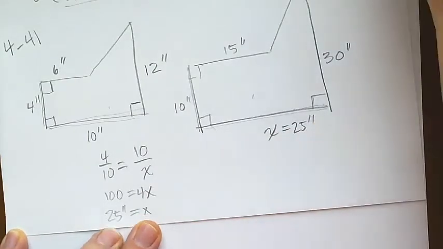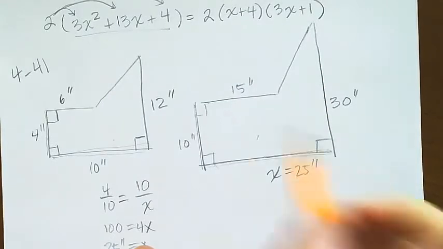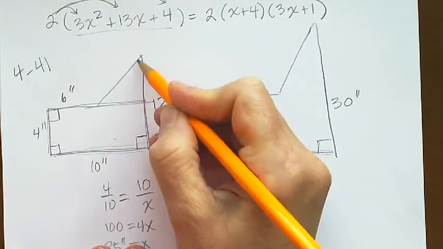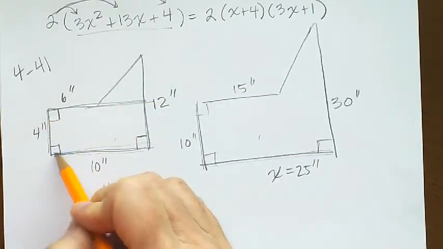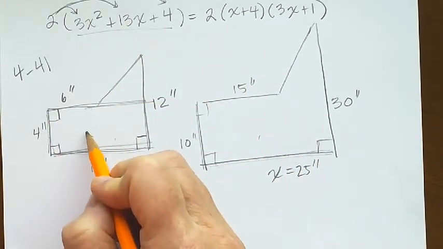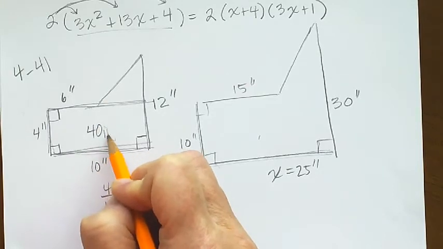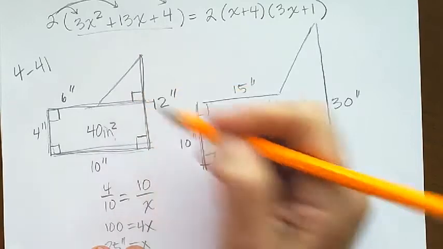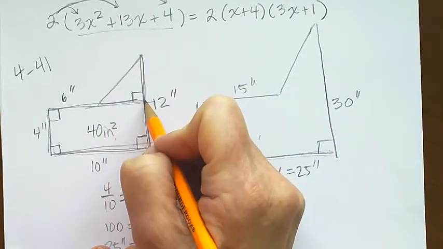Okay, and let's get the area of each shape. Let's divide it up into a rectangle and a triangle. The area of this rectangle would be the base times the height. So 10 times 4 is 40 square inches. The area of this triangle would be the base times the height divided by 2.